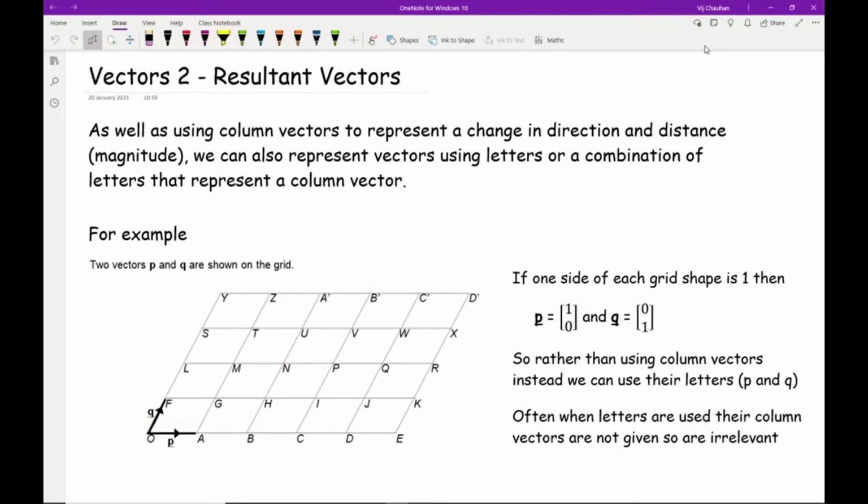So as well as using column vectors to represent a change in direction and distance, also known as magnitude, we can also represent vectors using letters or a combination of letters that represent a column vector.